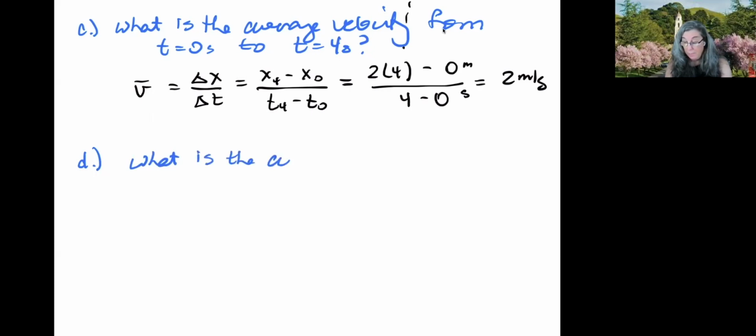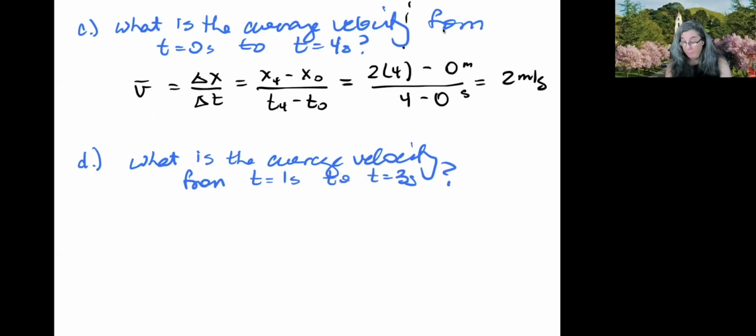So what is the average velocity from t equals 1 second to t equals 3 seconds? So just a different interval there. Same thing, average velocity, only this time we take x3 minus x1 and t3 minus t1.